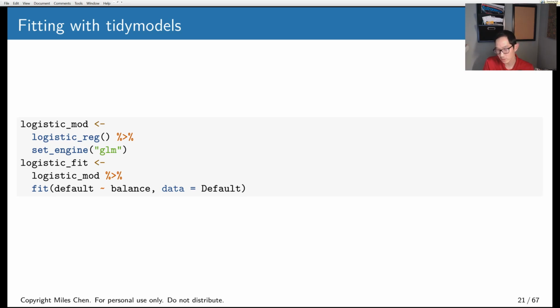And here, when we call fit, we provide a formula, and we're going to do default tilde balance, where the data is default. Again, when you're doing, say, your Kaggle competition, you're going to go through the process of setting up v-fold cross-validation. You'll probably set up a recipe. You'll probably set up a workflow, and you'll add your recipe and your model. And here this is just kind of the quick process. We have our model specified, and we want to fit it to our data. And so there we go. And that's going to give me my logistic fit. I'm going to just store that into the arbitrary name logistic_fit.